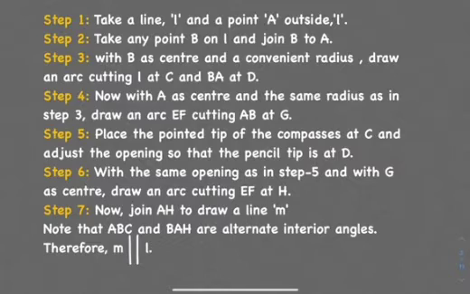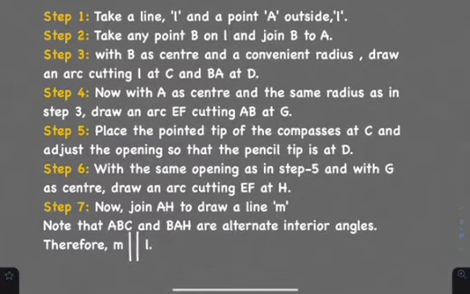Place the pointed tip of the compasses at C and adjust the opening so that the pencil tip is at D. With the same opening as in step 5 and with G as center, draw an arc cutting EF at H. Now join AH to draw a line M. Note that angle ABC and angle BAH are alternate interior angles. Therefore, M is parallel to L. I hope all of you have understood, children.